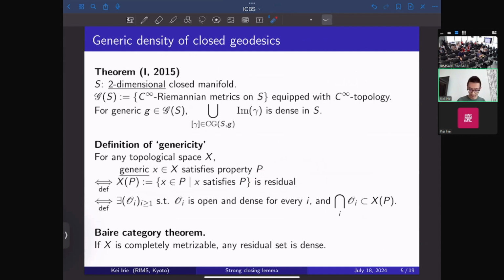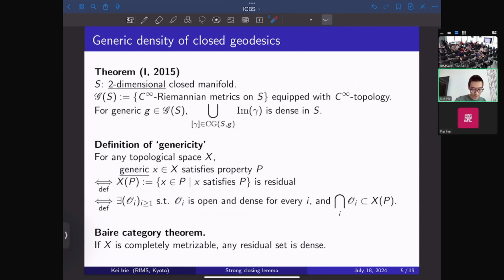Residual means that it contains the intersection of countably many open and dense sets. And if a topological space X is completely metrizable, then any residual set is dense. Now let's state the generic density of closed geodesics, which I proved 9 years ago.